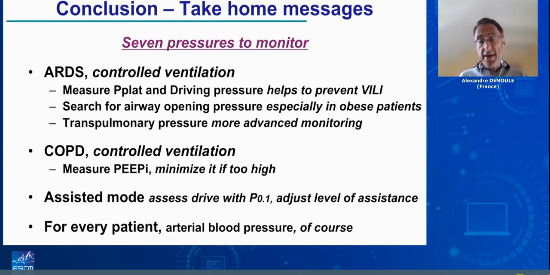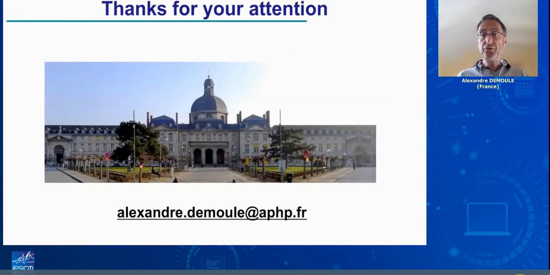In COPD patients, measure intrinsic PEEP and try to reduce it if it's too high. In patients with assisted mode, assess drive with PO1 and adjust level of assistance. And for every patient, monitor arterial blood pressure, of course, it's really, really important. Thank you very much for your attention, and I'll be happy to take questions.